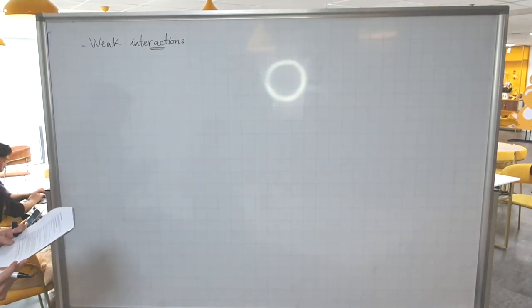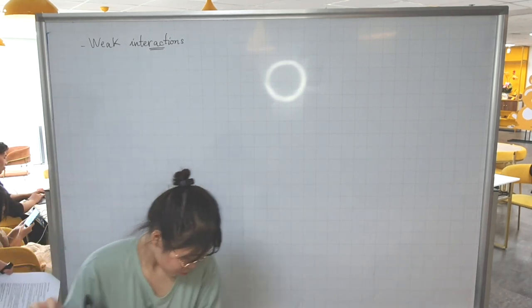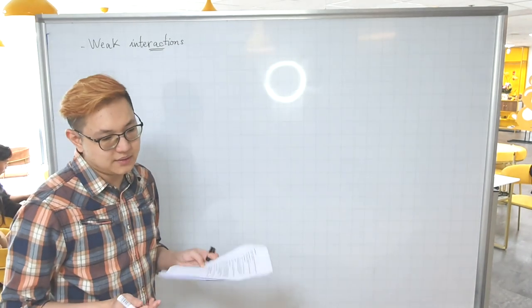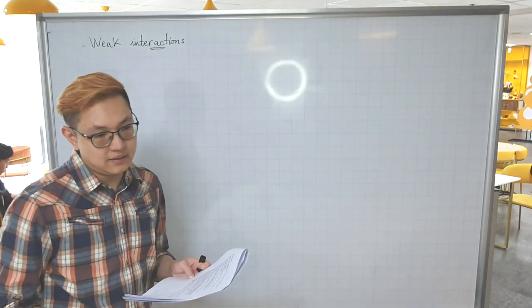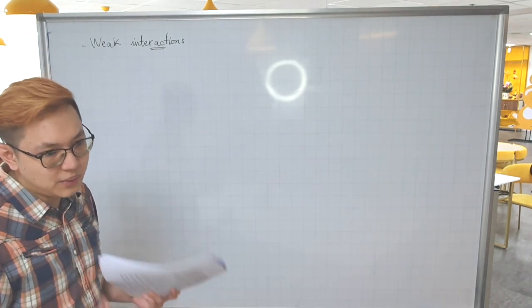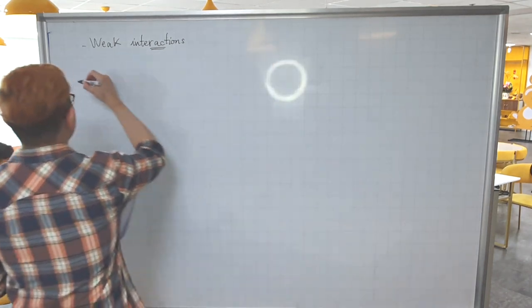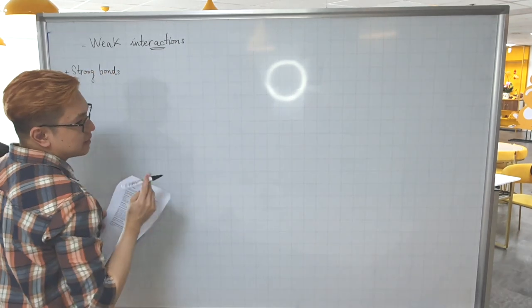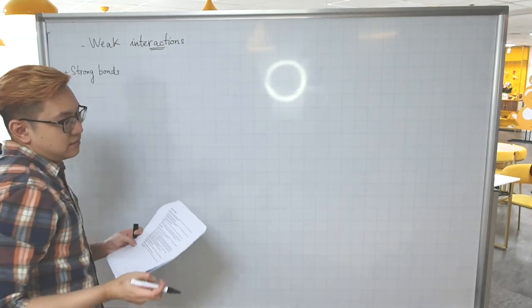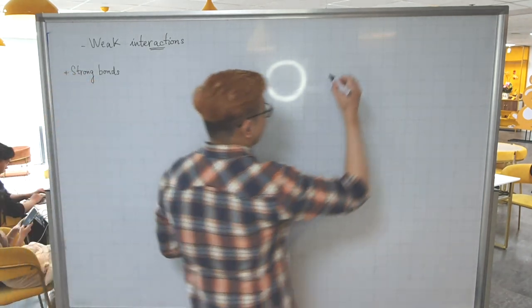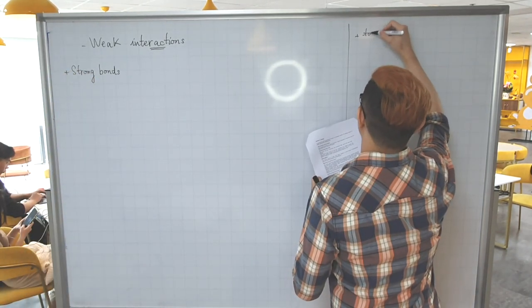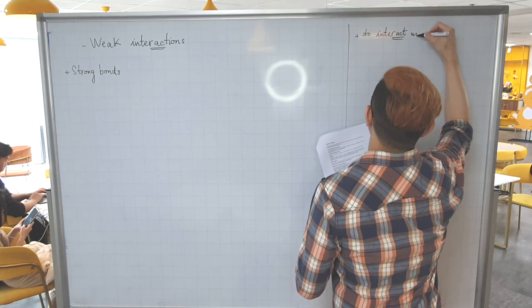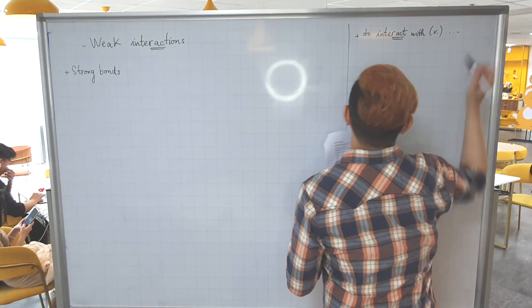Okay. Weak interactions. Normally, when we talk about biology, we have to talk about chemistry. And we have interactions that are strong and that are weak. We have strong interactions or strong bonds. Bonds and interactions are similar. The verb is to interact with, to interact with something.